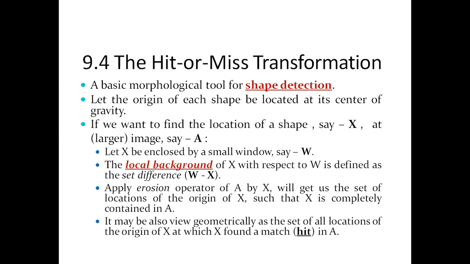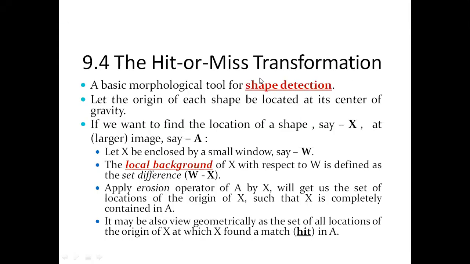The next thing we have to see is the hit-or-miss transformation. This basic morphological tool is for shape detection, and the origin of each shape is located at its center of gravity. For example, if you want to find the location of a shape, we say x in an image A. x is enclosed by a small window W. The local background of x is defined as the set difference W minus x.